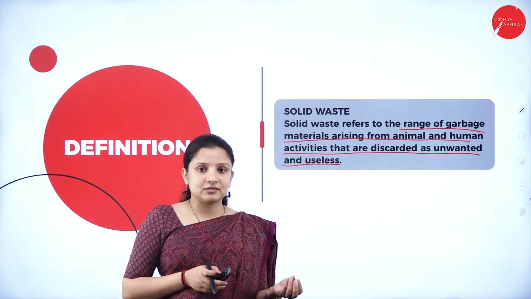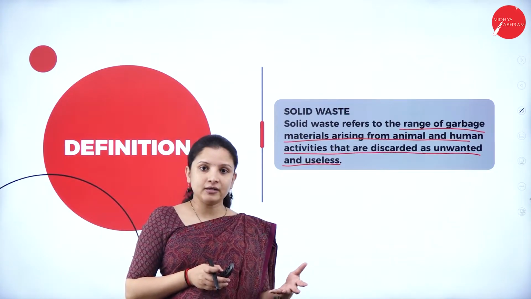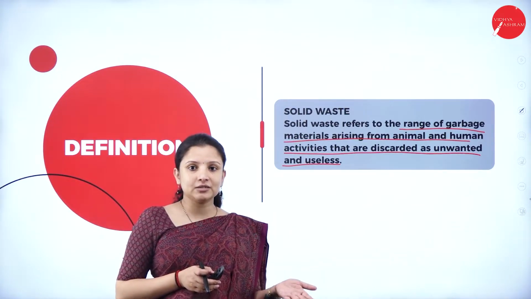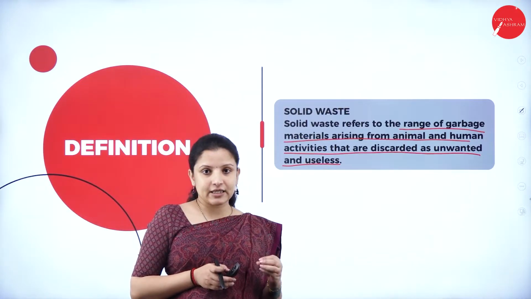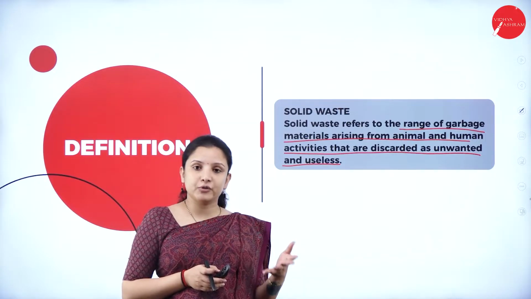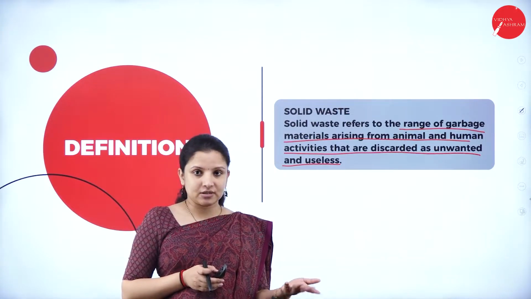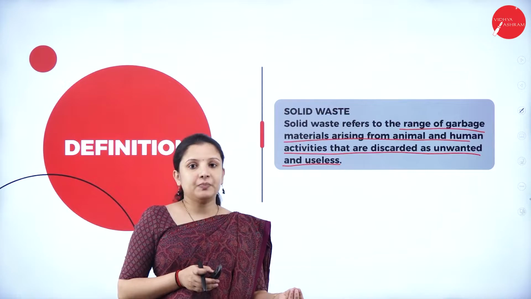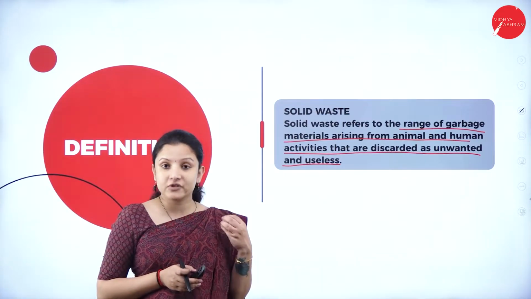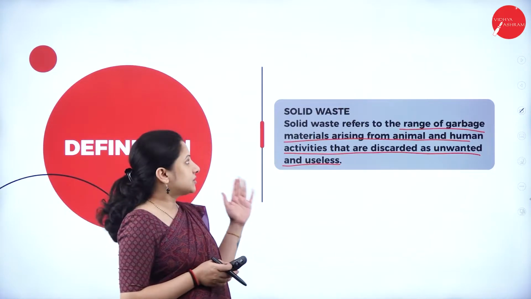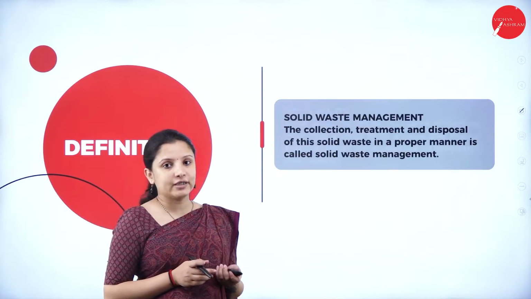So any waste that occurs from a plant, because of human beings or because of animals, which is solid in nature. For example, from human beings, the papers, the household vegetable peels. A lot of these solid materials that we throw out which are not of any use, such materials are called solid waste.